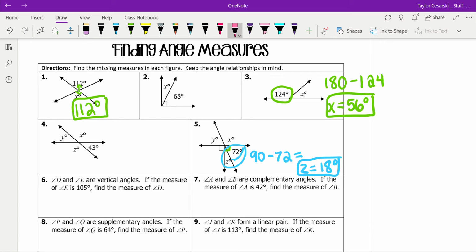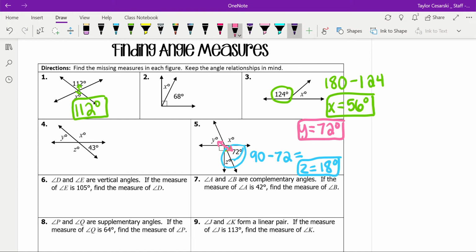Now next, I notice y and 72 are called vertical angles, just like back in number 1, because they're directly across from each other. So that means they're the same measure. So y equals 72 degrees.